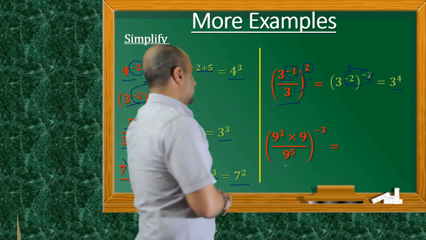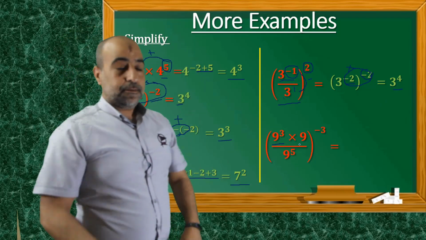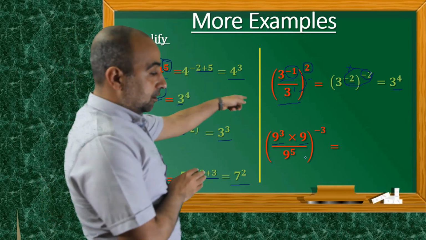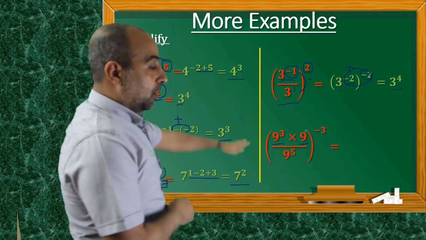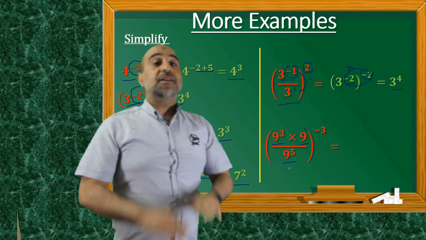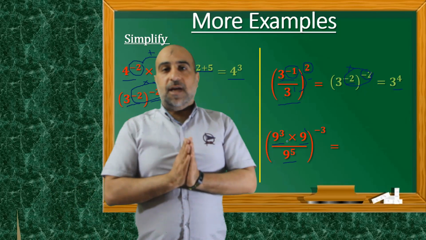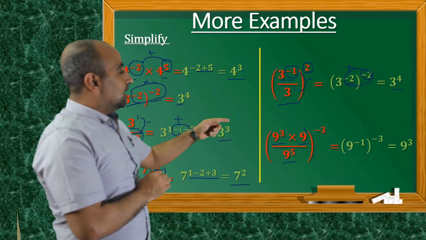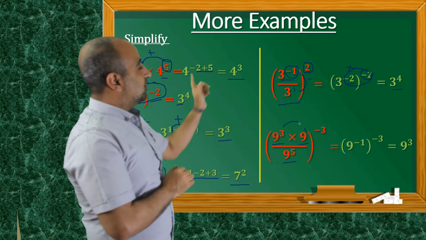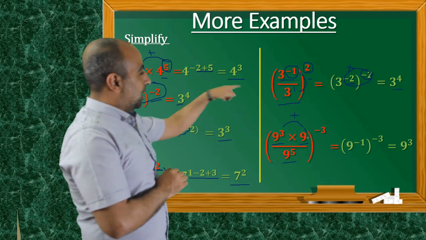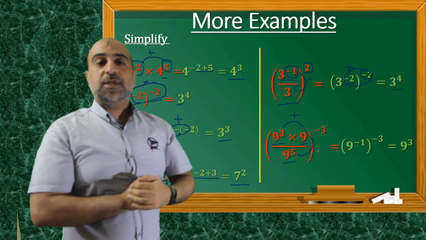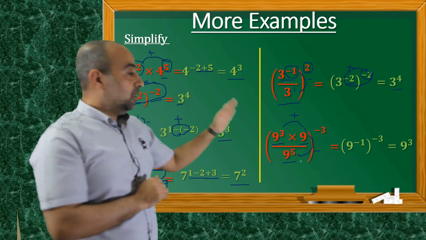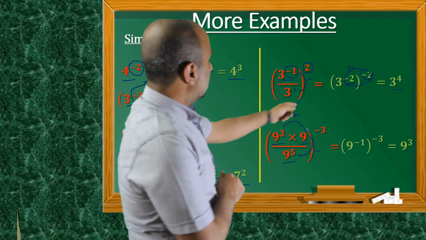The last example, 9 to the power of 3 multiplied by 9, which is the power 1, not written, over 9 to the power of 5. The three bases are equal, which is 9. Then the base will be 9, and find the sum of the two multiplied powers and the difference with the divided power, which is 3 plus 1.